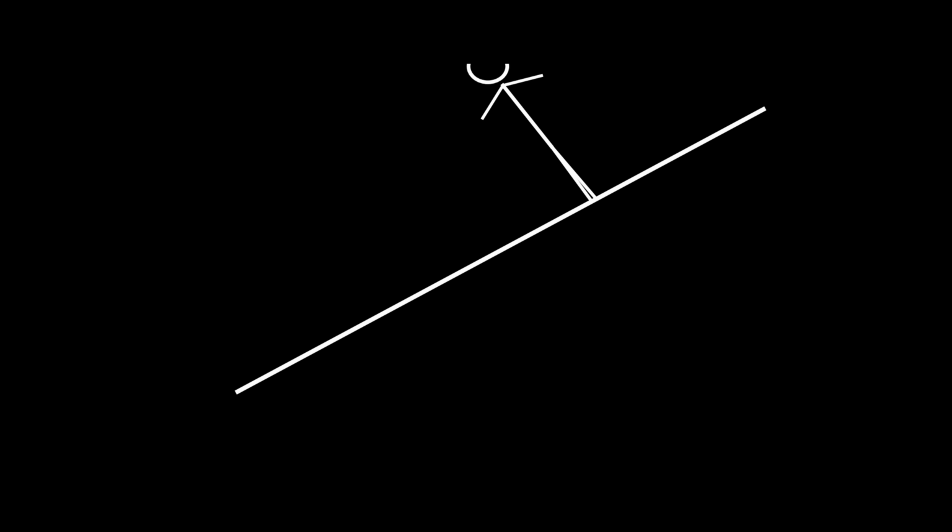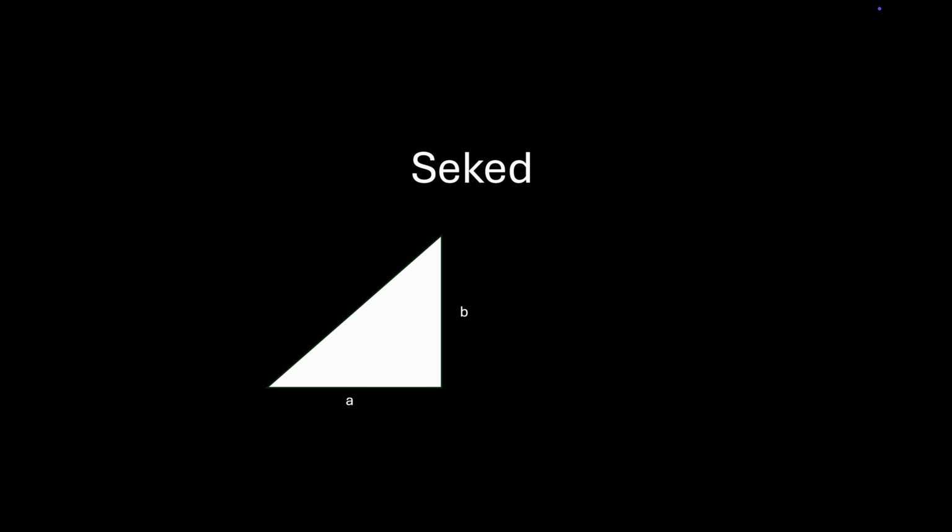For example, the ancient Egyptians used a concept called seked, which measured how much horizontal run corresponded to a unit of vertical rise. It worked well for practical tasks like building pyramids, but it was limited in scope and context. For most of history, the calculation of inclination had never been fully formalized mathematically.